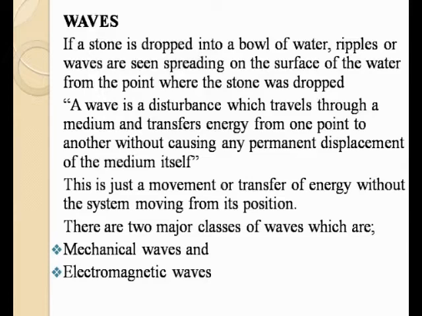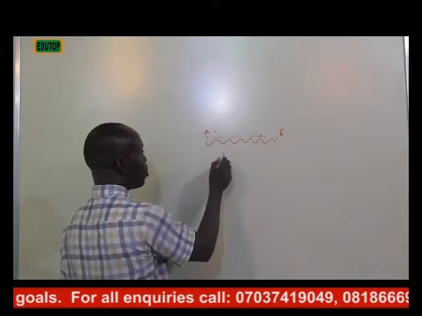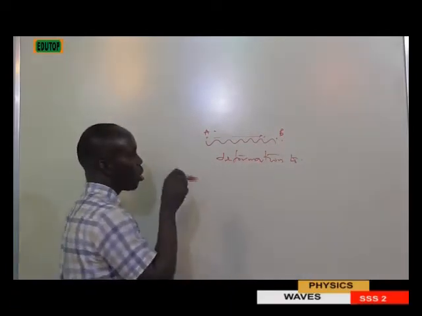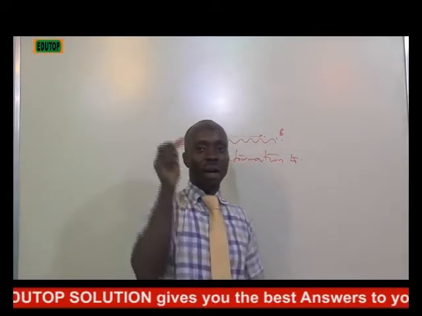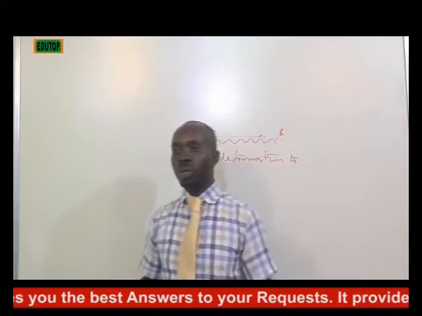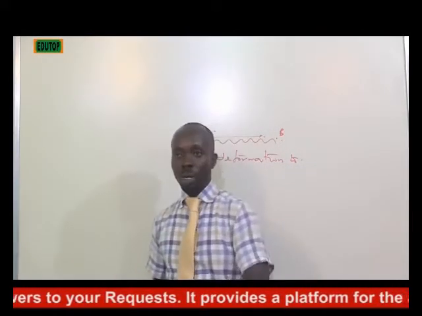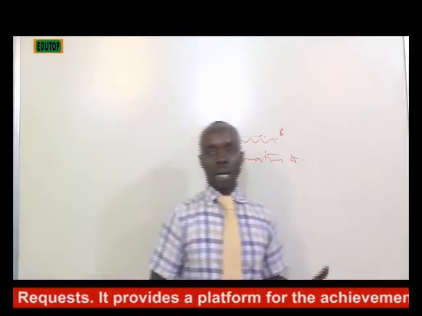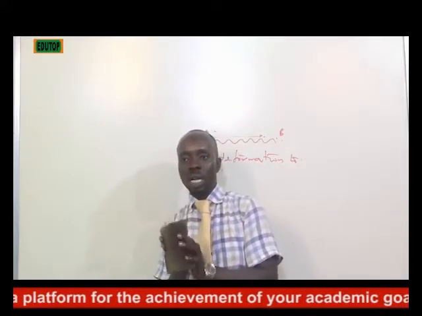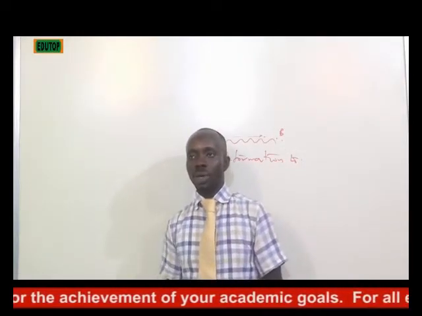Are we getting it? It transfers energy from one point A to point B. It transfers energy from one point to another without causing any deformation. Do you understand? Any deformation to the what? To the conveying medium, to the medium that is actually accommodating the wave. So that is what a wave is: a disturbance which travels from one point to another, through a medium, and transfers energy from one point to another without causing any permanent displacement of the medium itself. Now this is just a movement or transfer of energy without the system moving itself. Are you getting it now?